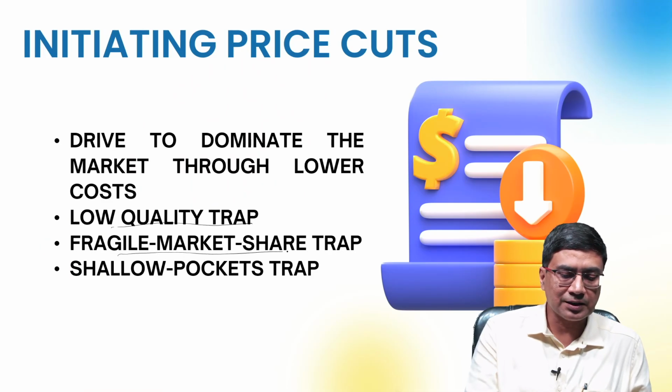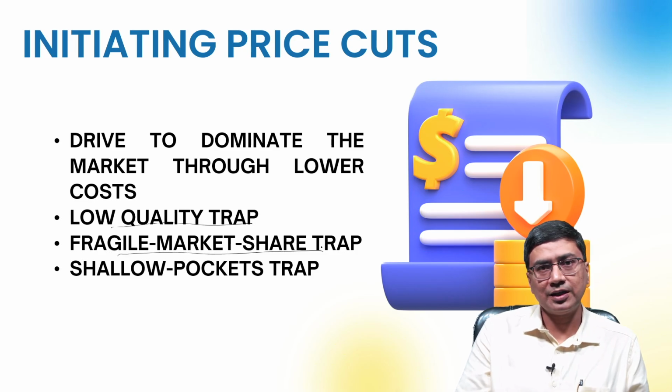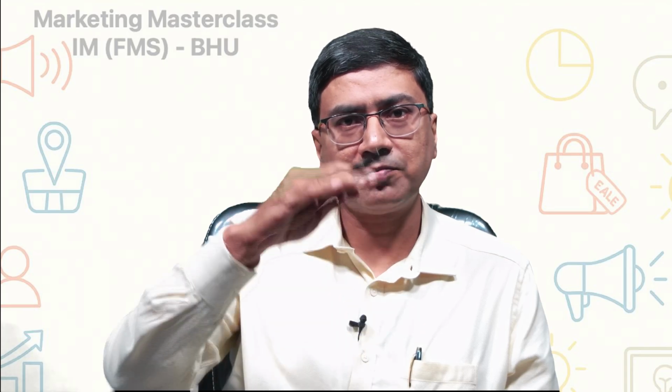Fragile market share trap. Again, your market share is fluctuating up and down, up and down. Whenever you offer a price cut, it increases. Whenever you try to maintain the original price, it decreases. Then you are again forced to go for a price cut and revive your fortune. So this is the fragile market trap.